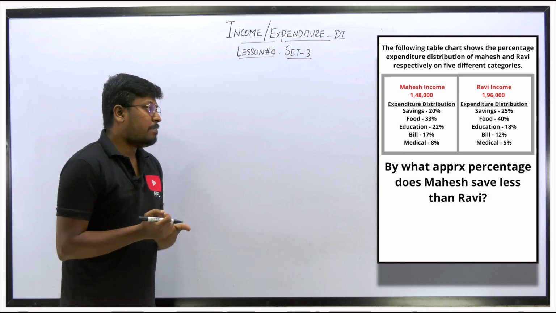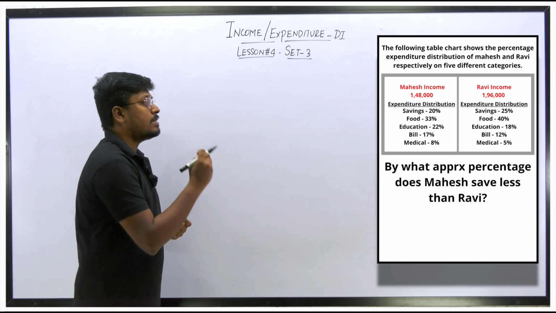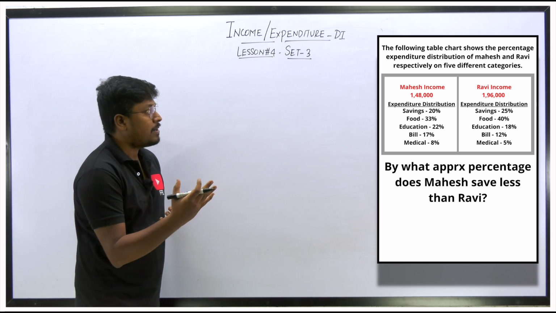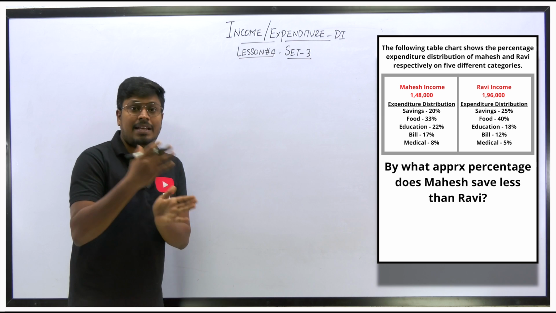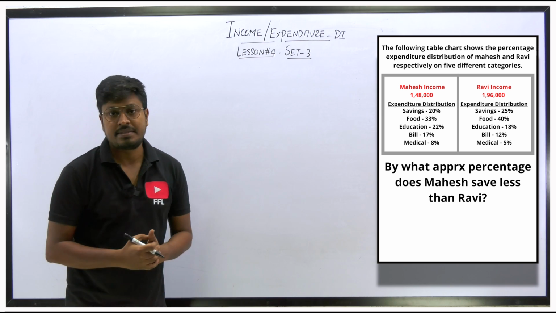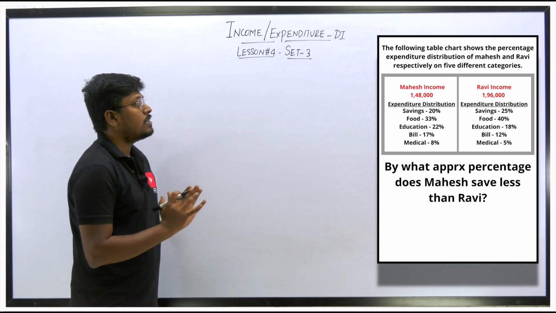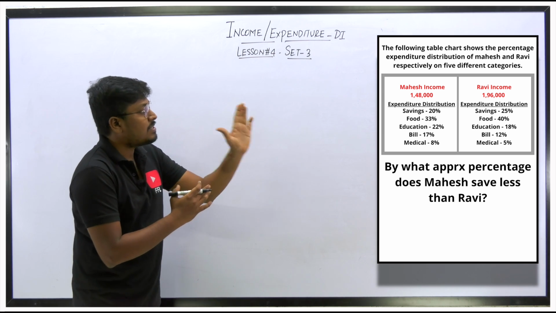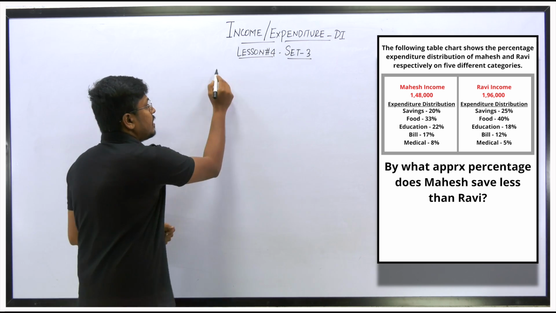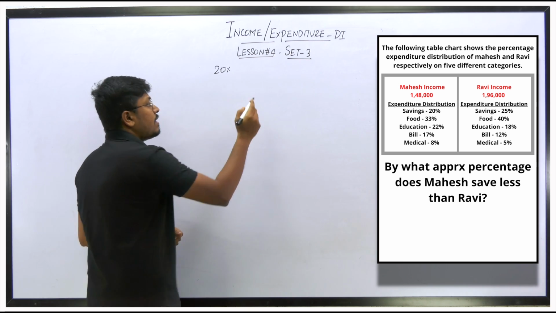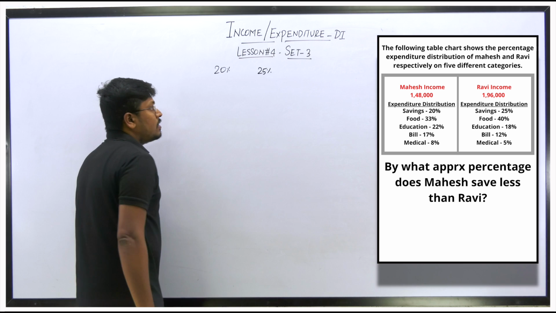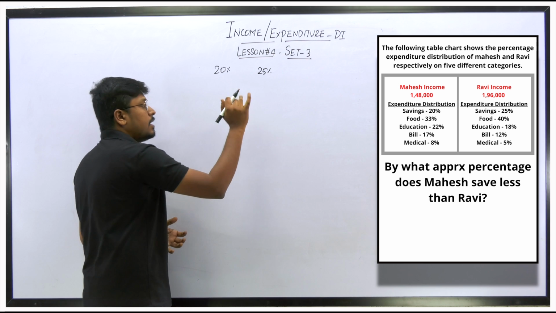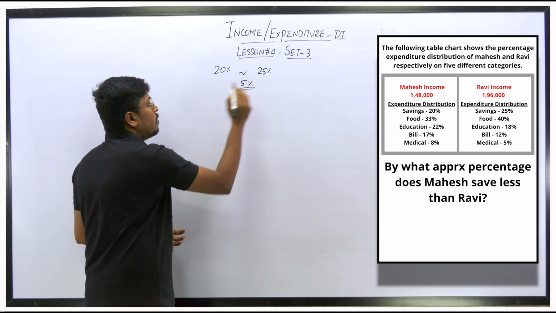Question number 2. By what approximate percentage does Mahesh save less than Ravi? So our target is to find the approximate percentage by which Mahesh's savings are less than Ravi's savings, right? How much percentage less? Most students usually just look at the chart. By seeing the chart, you can see Mahesh's savings is how much percentage? 20%, right? And Ravi's savings is 25%. So students usually ask, how much is Ravi's percentage more? 5%.